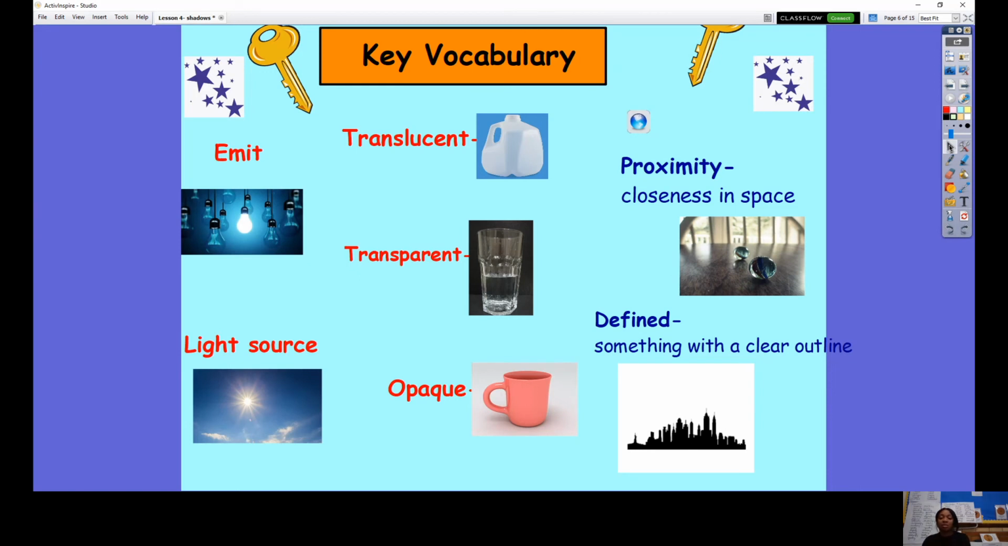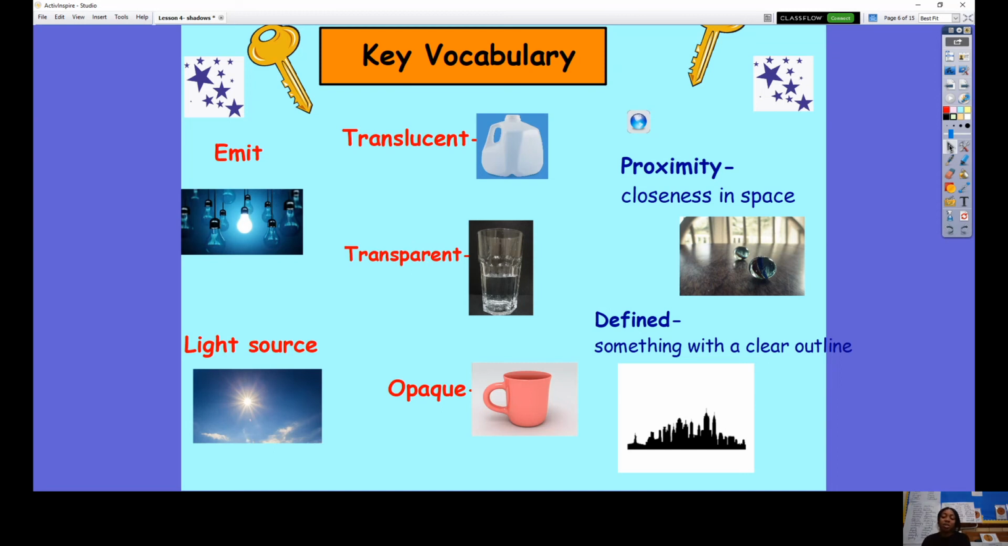So today we are going to be looking at the proximity of a light source to an object. Proximity means the closeness in space. For example, those 2 marbles in the picture are in close proximity to one another. Defined.